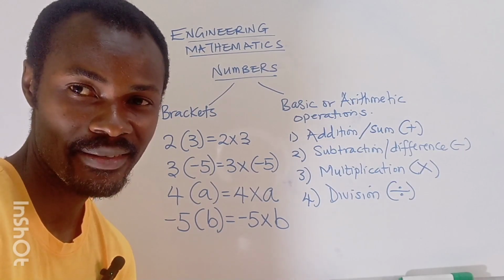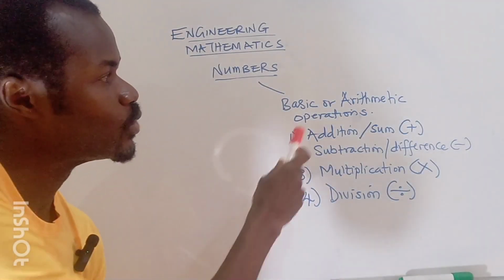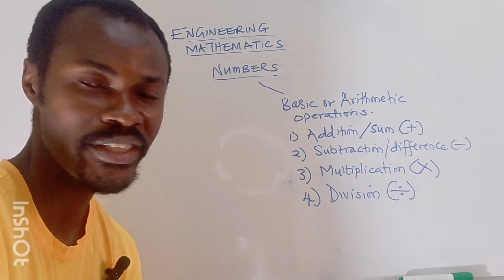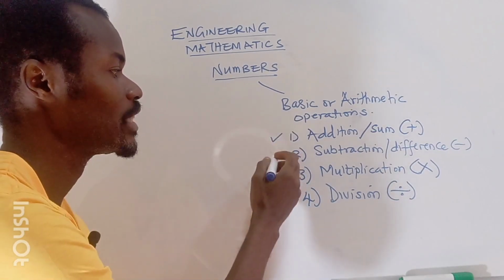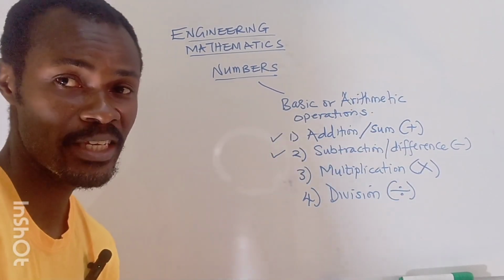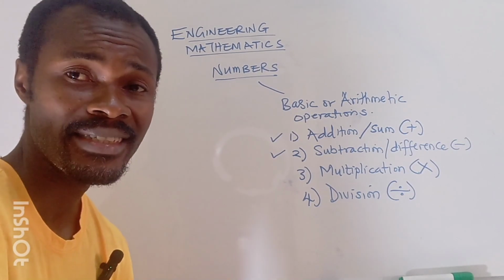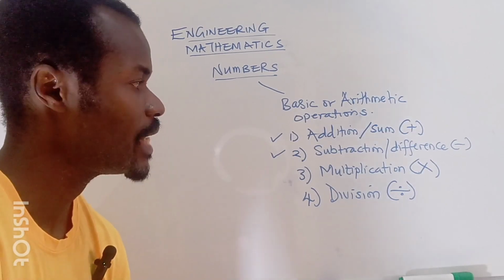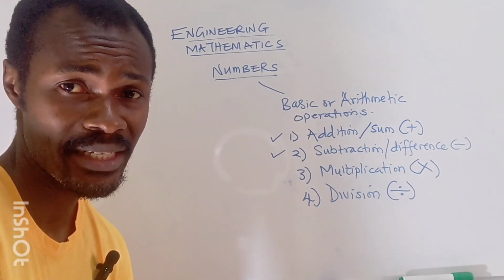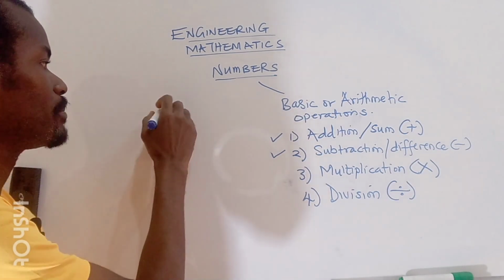So these are your basic uses of brackets when it comes to engineering mathematics. Next, we are going to look at the basic operations or arithmetic operations. Let's start with addition and subtraction. The idea is that adding two numbers gives their sum, and subtracting two numbers gives their difference. I will give examples.